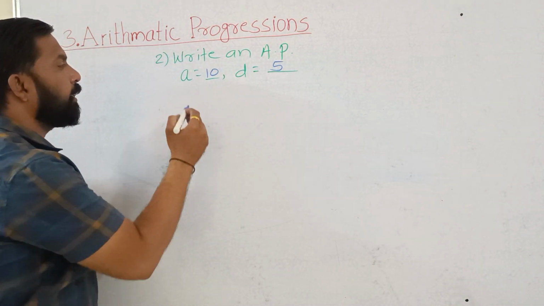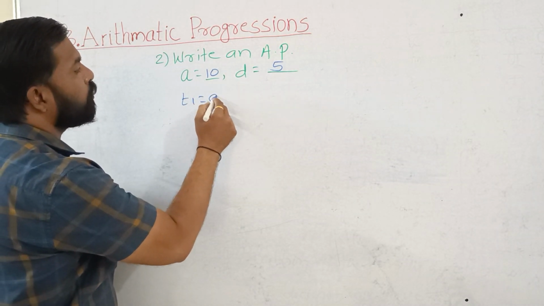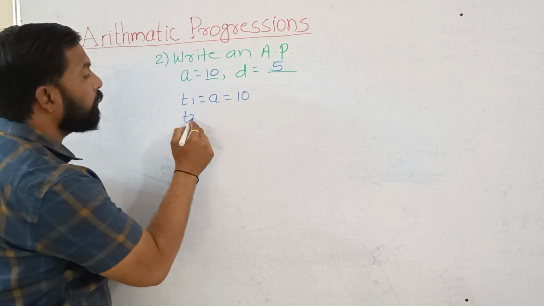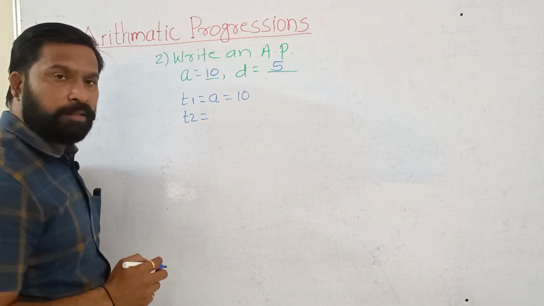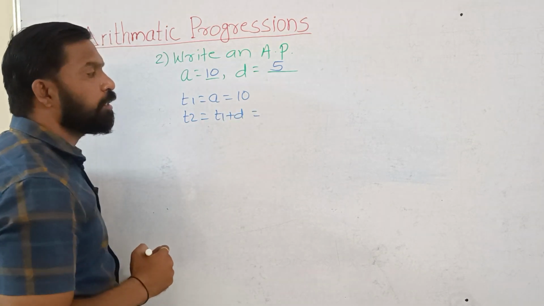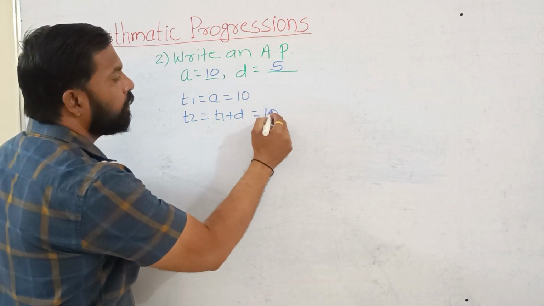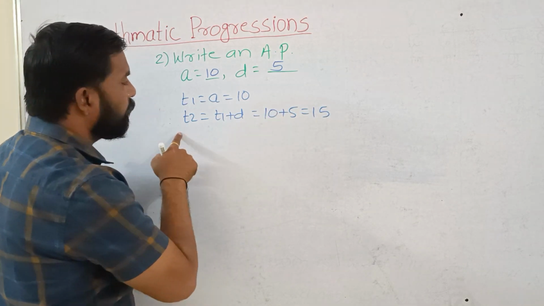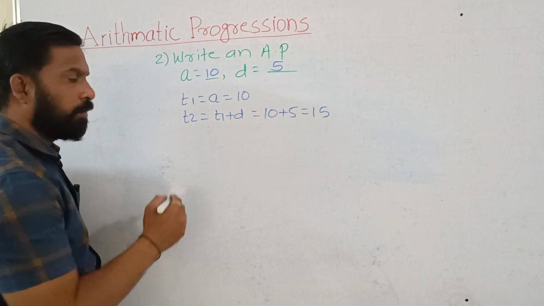So here I can write T1 is equal to A is equal to 10. How can I find T2, will you tell me? T1 plus D, which is equal to, what is T1? 10. How much is the difference? 5. The next term T2 is 15.